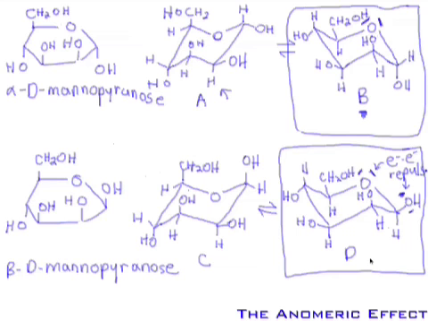Because the OH has moved to the axial position in the alpha D-Mannopyranose, structure B, it's moved far away from the lone pairs. It's down here, which means that repulsion has been removed. In this case, that reduces the repulsion in the molecule, and B becomes a more favorable structure, and hence alpha D-Mannopyranose predominates. This effect is known as the Anomeric Effect.